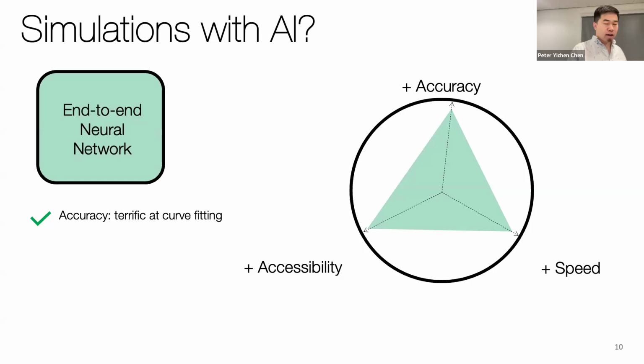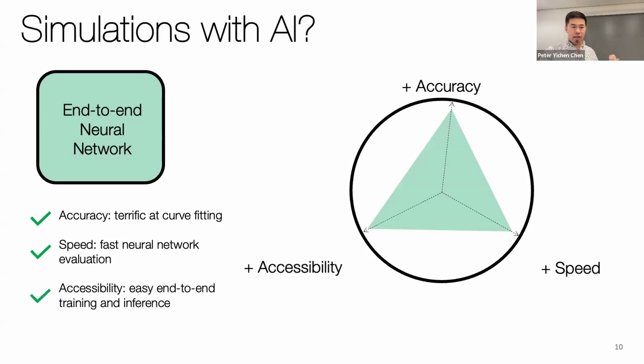Maybe accuracy, not in the sense of solving the PDE exactly, but rather accuracy in the sense that if you want to fit the data really well, like let's say you have some data from a physical experiment, you want to fit the data, these neural networks can fit your data quite well. And also these neural networks are very fast to evaluate, which makes them very efficient.